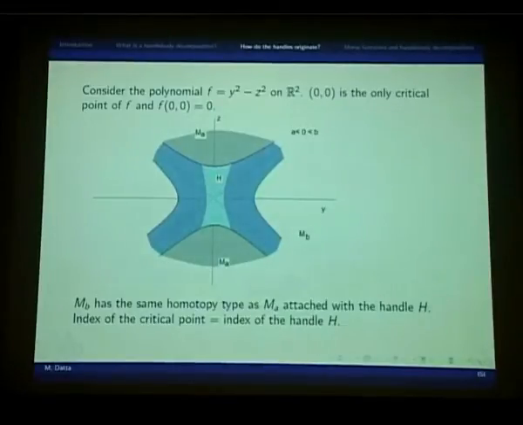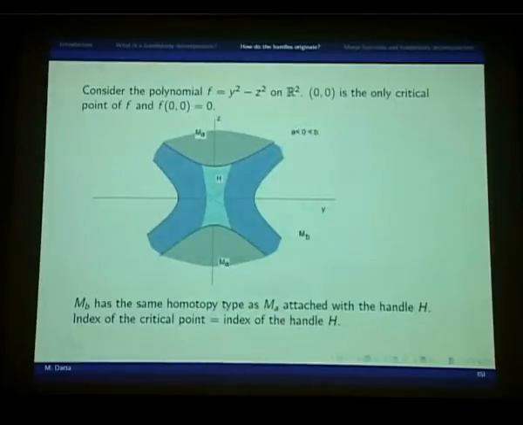Now if you look at this MA, which is the gray region, union the sky blue H region, that has the same topological type as capital MB, which is the whole of this colored region. You can squeeze through this dark blue region to fall onto MA union MH. So MB has the same topological type as MA union H.